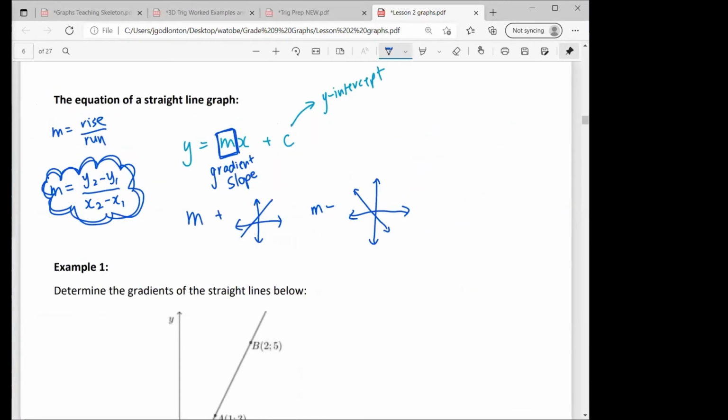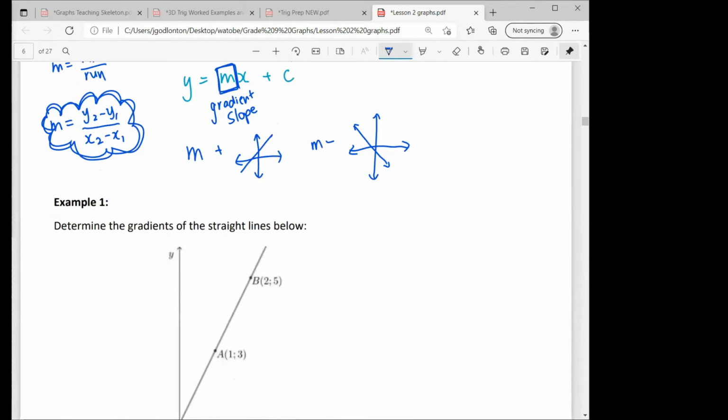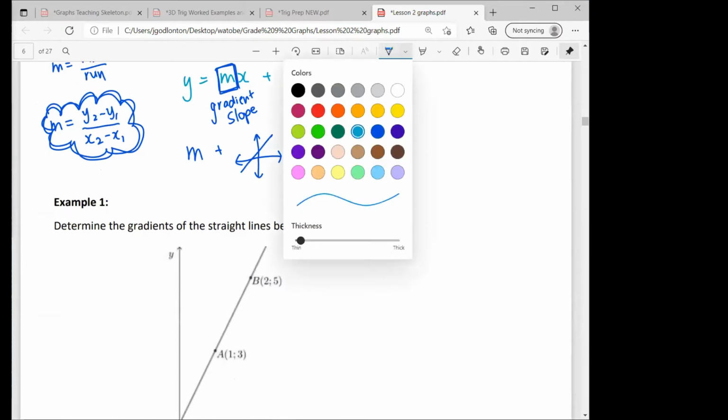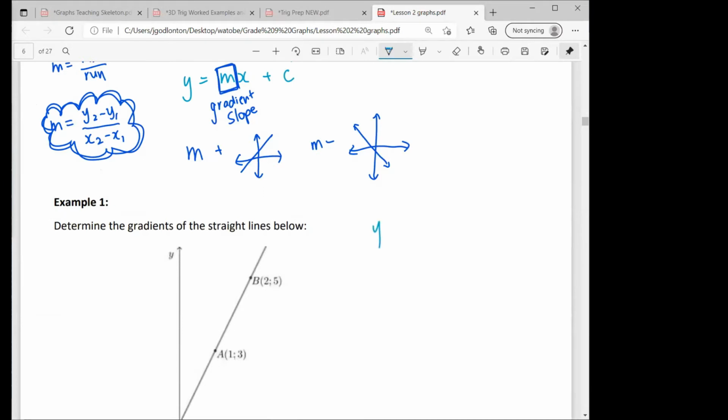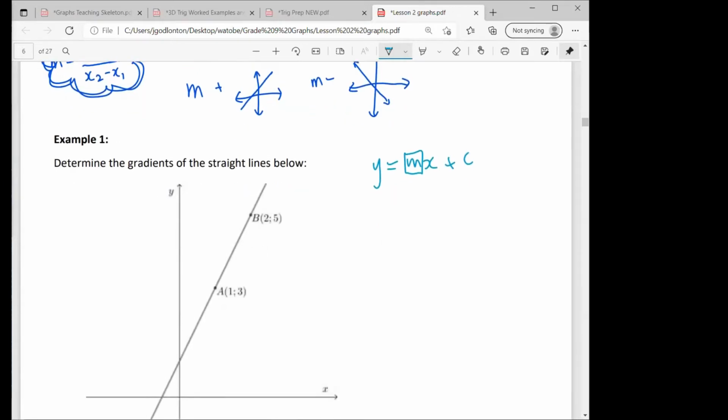So let's get practicing. For all of these, and I just want you to always keep this in the back of your mind, we are working out m. We want to know what that value is, okay? The y and the x are our normal coordinates. It's like a normal y and x, but m is our gradient, and that's what we're focusing on in this lesson. So before anything, before we start working out, I want you to tell me, is my gradient going to be positive or is it going to be negative when you look at this line? Let me know.